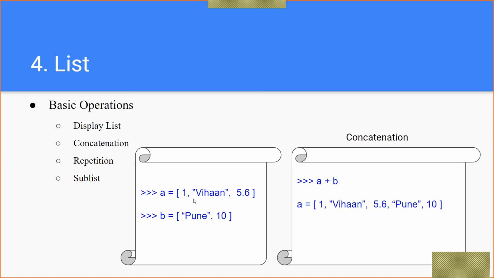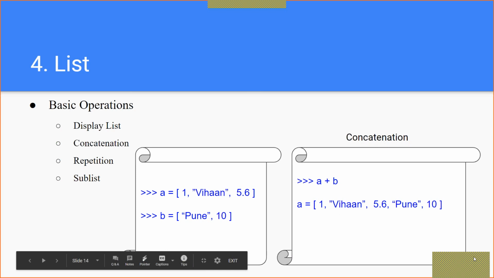So you can see this is one list and this is the second list. A is the first list, B is the second list, and I have just used the plus operator here to concat A and B, so the output would be this one, right? Again, this A is not there. So 1, Vihan, 5.6, Pune and 10. This is the resultant list we can see, using A plus B.